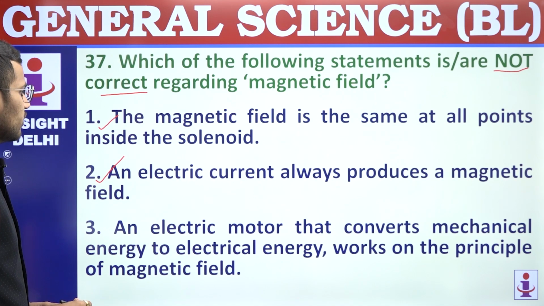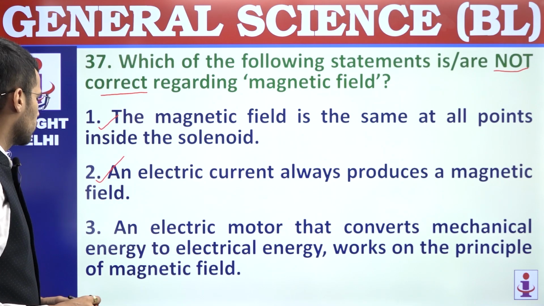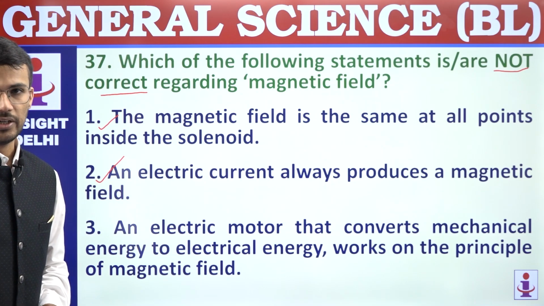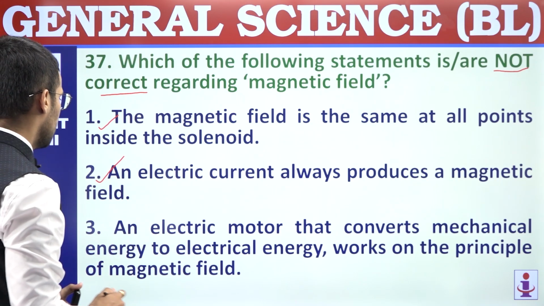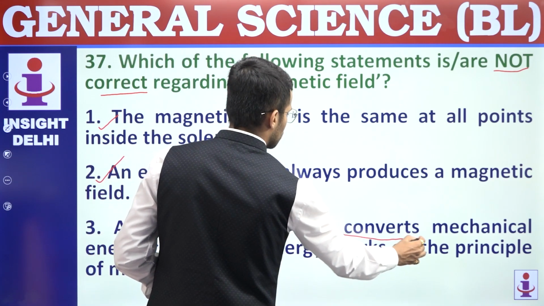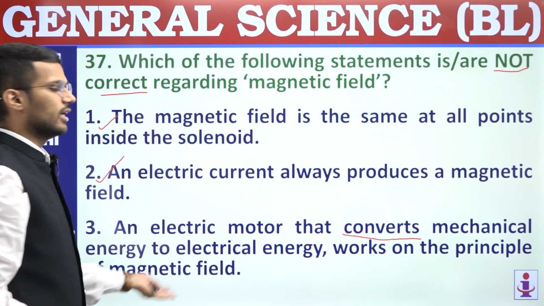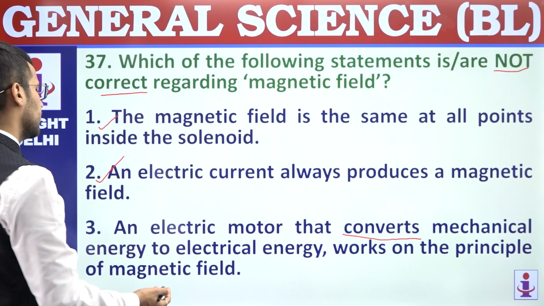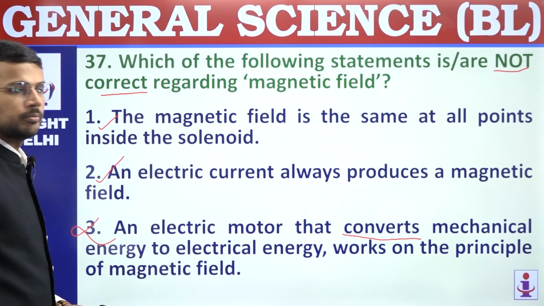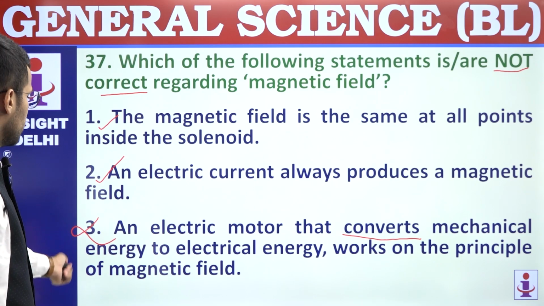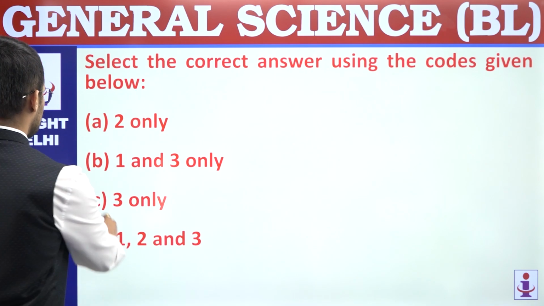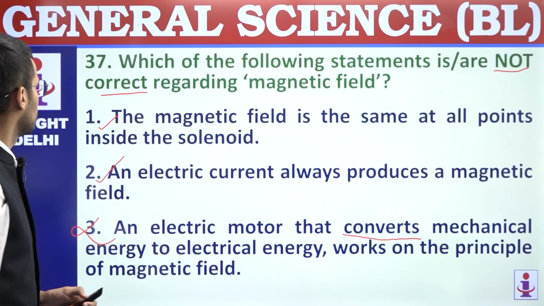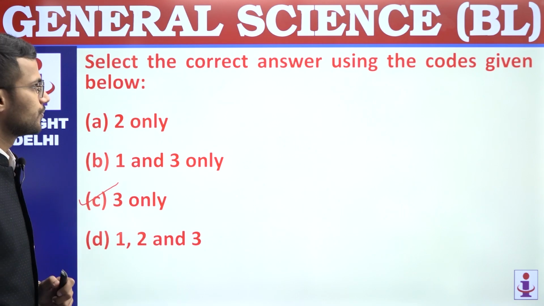Third, an electric motor that converts mechanical energy to electrical energy works on the principle of magnetic field. Yes, electric motor functions on the principle of magnetic field, but here the conversion is of electrical energy into mechanical energy, not mechanical into electrical, and that's why third statement is incorrect. And we are supposed to find out statements which are not correct. So answer should be 3 only. That means C. Question number 37, answer is C.